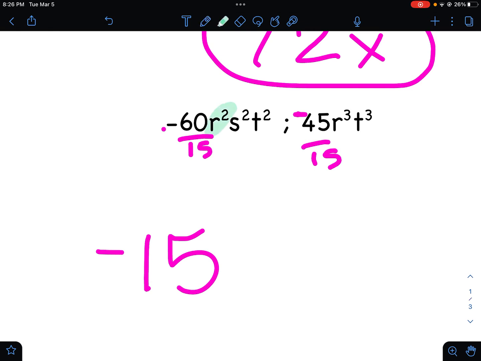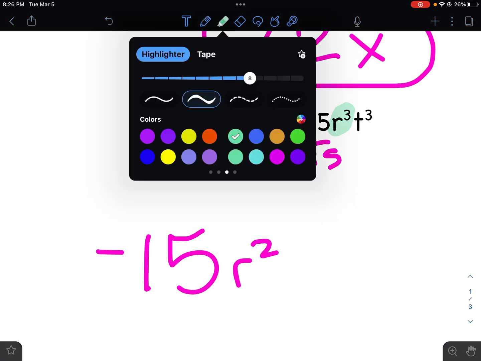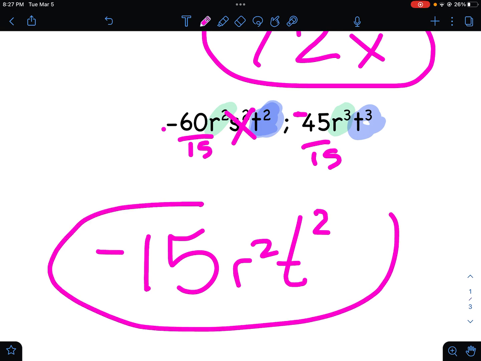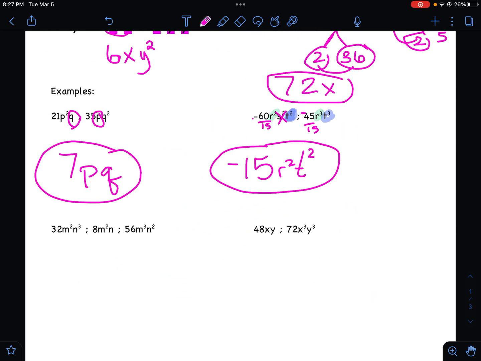Now, if you look at the letters, this one has 2 R's and this one has 3. That means each of them has at least 2 R's. Notice the second one has no S's, so we just skip it. So can't have any S's in common. And then the T's, let's go ahead and highlight those a different color for you. I have 2 of them and I have 3 of them, so I have 2 of them in common. So it would be t to the second power. And that would be my final answer.